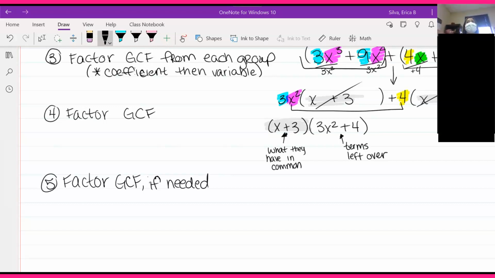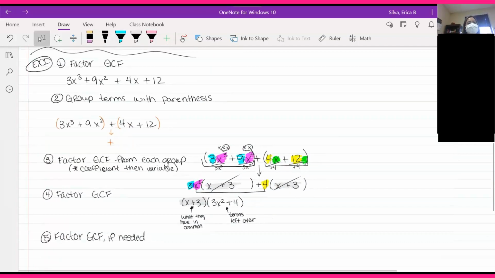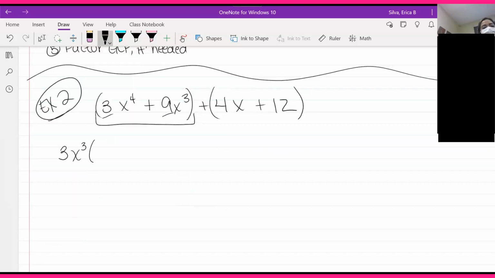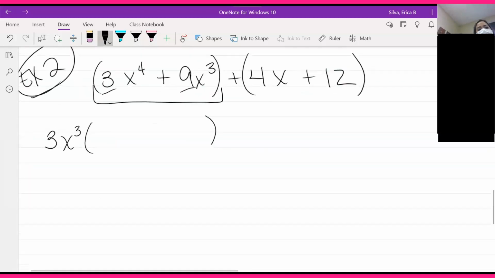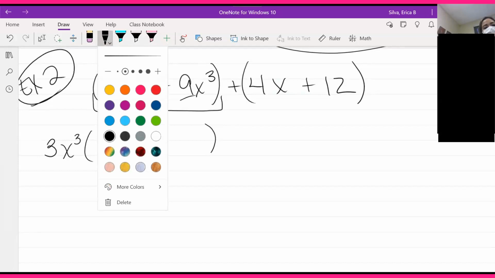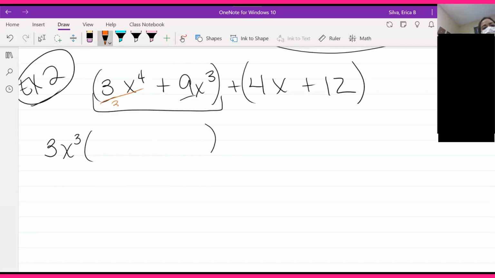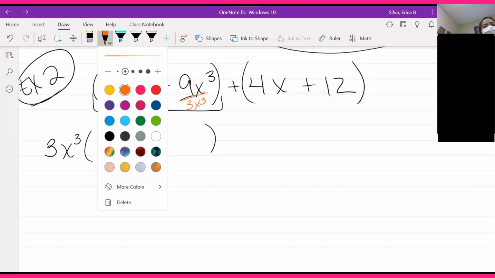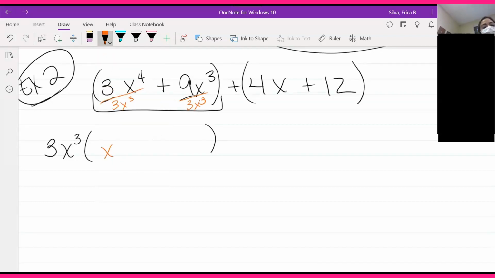All right, so for the first step on your Pear Deck, you're going to group your terms with parentheses. And again, it's basically you're dividing each term by your GCF. So divided by 3x cubed, divided by 3x cubed. And we get x plus 3.